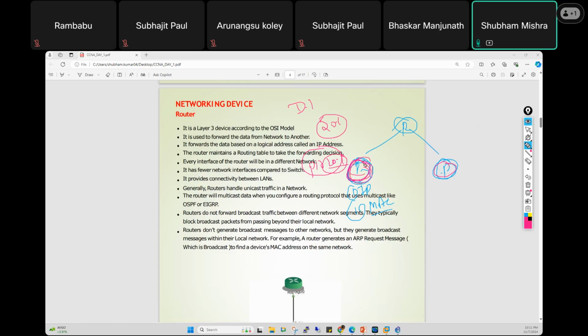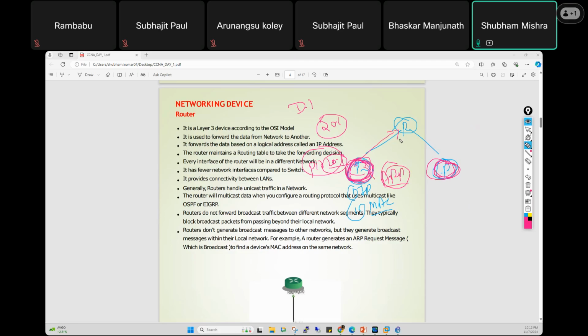This device doesn't know the MAC address of this PC, right? First of all, to make the router communication possible, this PC wants the MAC address of this device. So to get the MAC address, this device generates the ARP packet. This ARP packet will reach the router.